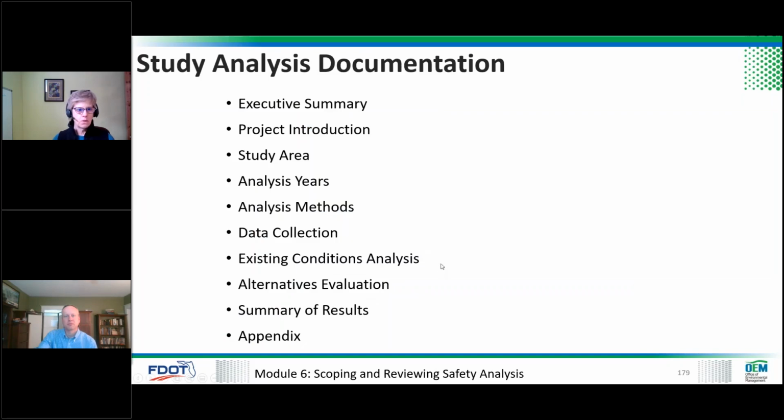And lo and behold, we are going to talk about documentation again. So fundamentally, this could be an outline to the safety chapter or safety report about a project. So executive summary, your introduction, study area, analysis years, method, data, existing conditions, alternatives, and results. So this isn't a groundbreaking outline, but it is comprehensive and would sufficiently address documenting a safety analysis.